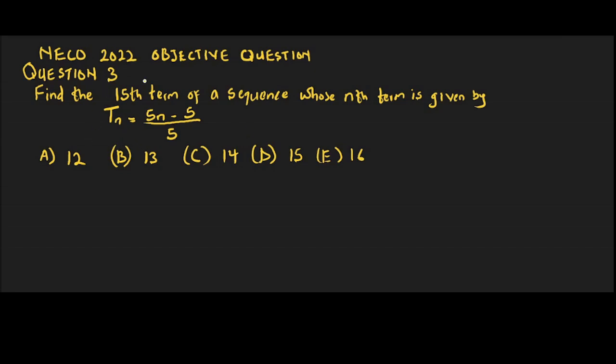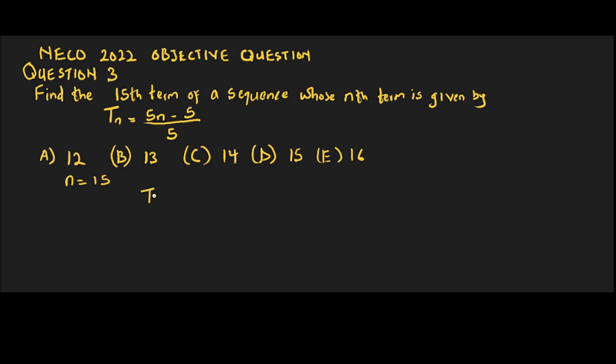Number 3 question. We have to find the 15th term of a sequence whose nth term is given by Tn equals (5n minus 5) over 5. In this question, we're told that we should find the 15th term. That means our n is equal to 15. If our n is equal to 15, that means we substitute 15 where we have n.